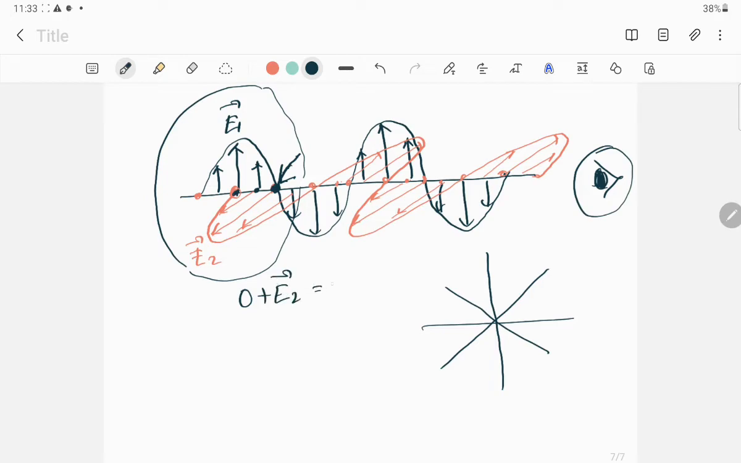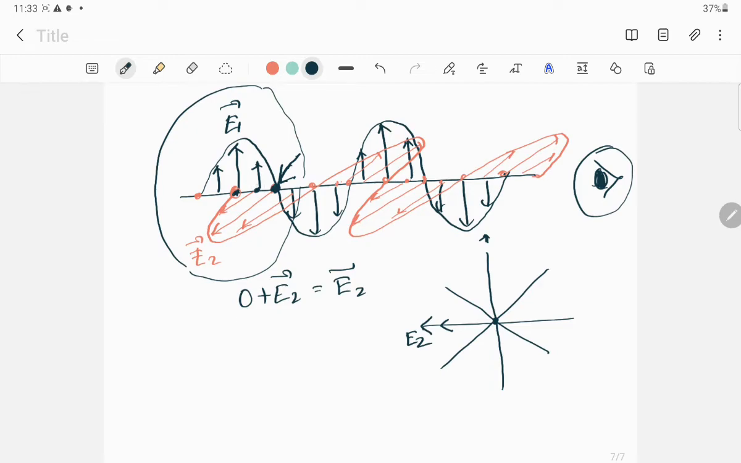Okay. So the resultant is nothing but the E2 vector. So the resultant will be in this direction. If this is E2, what is E1? If E1 is in this direction, then it is 0. So the resultant will also be in this direction. Clear? Now next, come to this point.